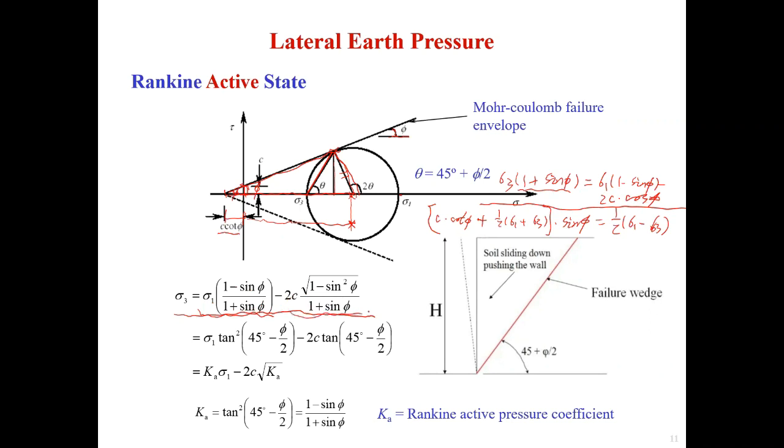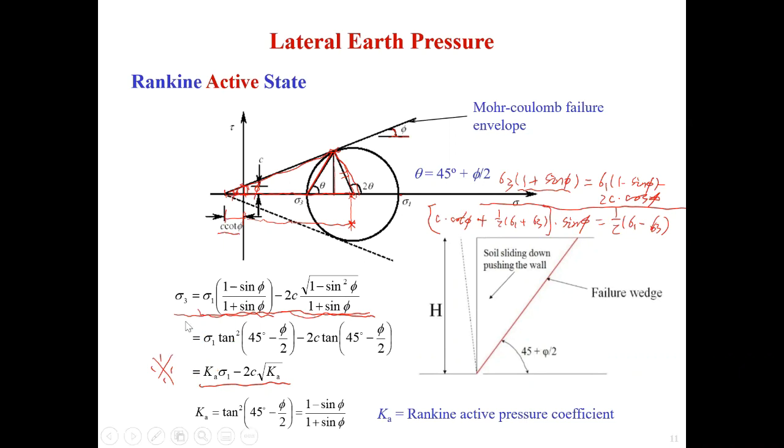This is the second term. So if we do the further conversion, eventually it comes up with this expression: sigma 3 equals Ka sigma 1 minus 2C times the square root of Ka. This is a really important conclusion. Don't be panicked about the derivation process. We need to fully understand this conclusion and also the physical meaning of the symbols within this expression.